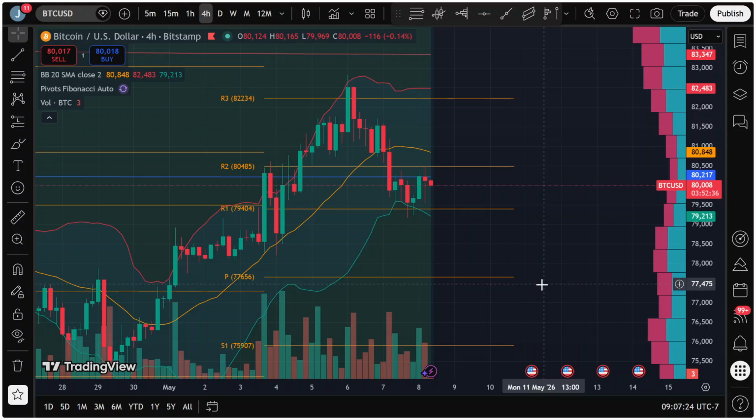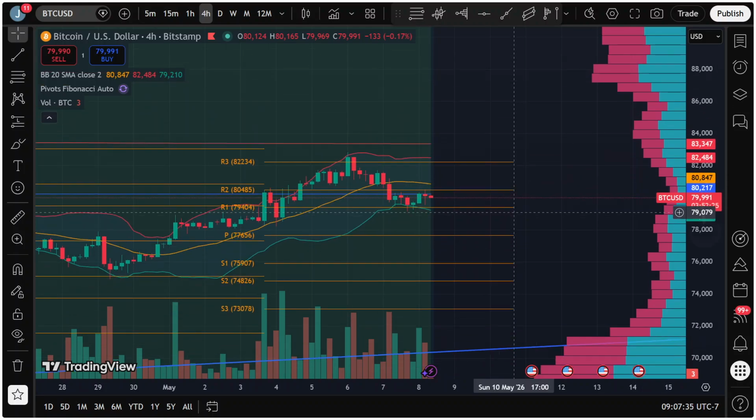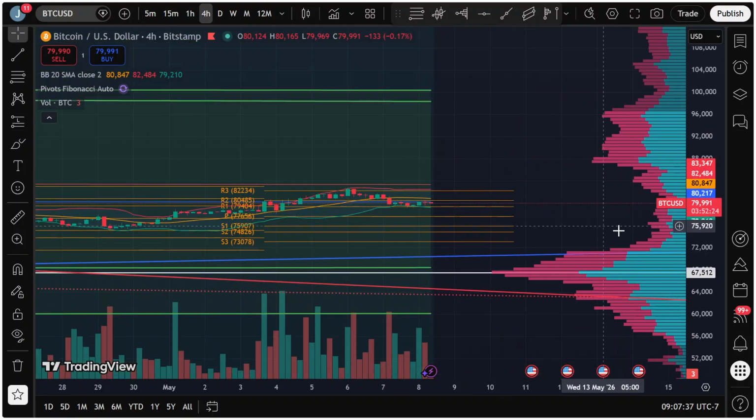However, the reality of where we are right now is we are at a key psychological level, and the price is going to behave rationally around that level unless we get clear confirmation. So what are some of those confirmation signals that we can look for? Well, one of them is going to be the anchored volume profile, another free tool in TradingView.